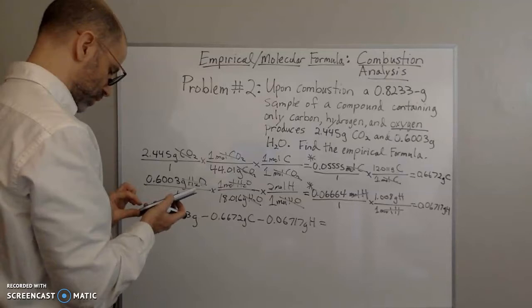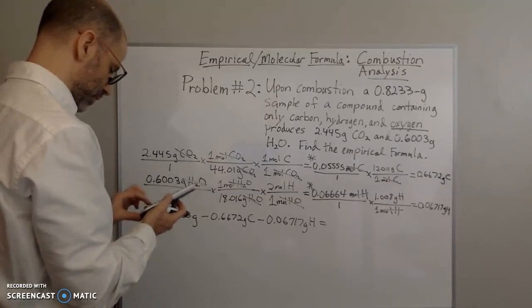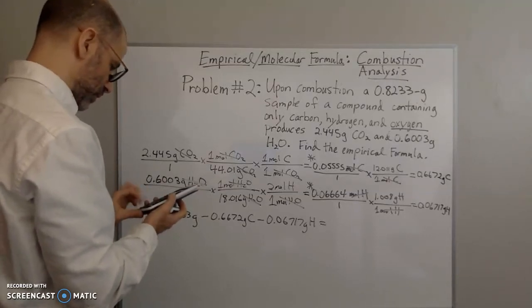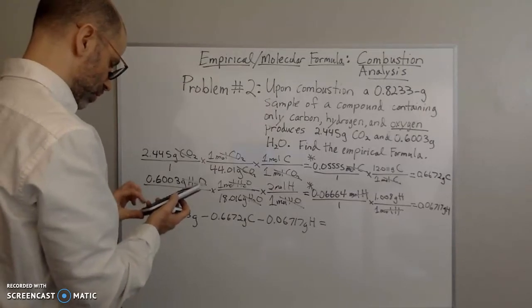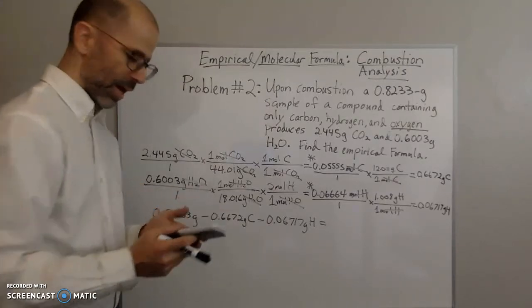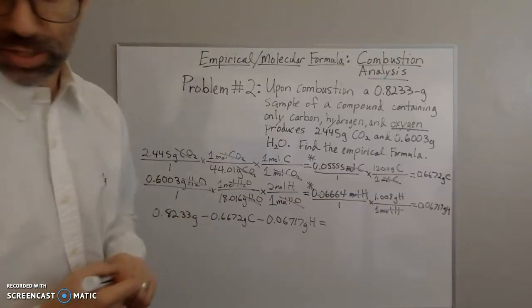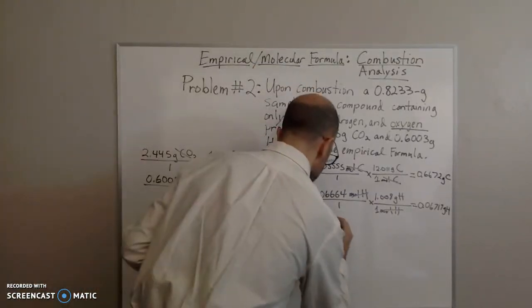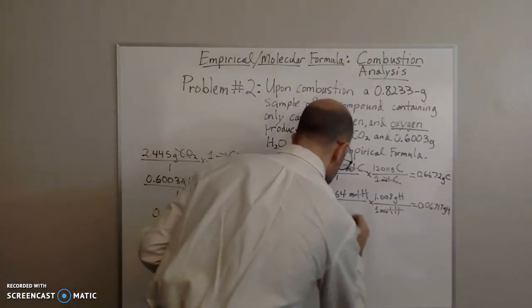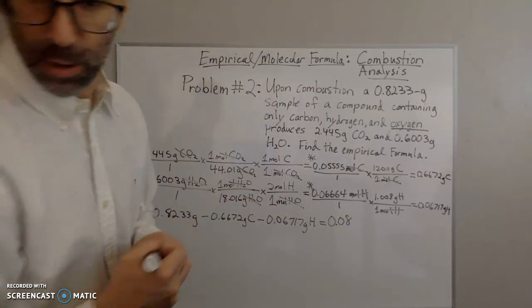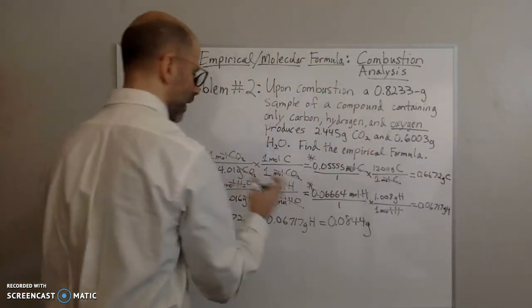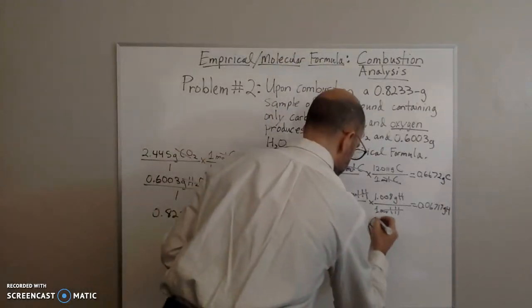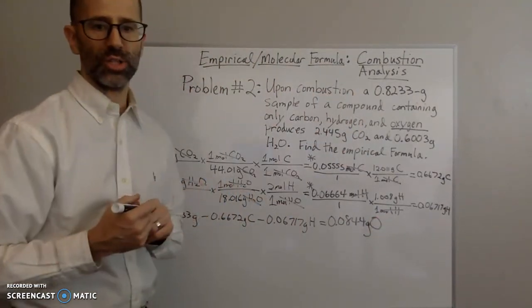So 0.8233 minus 0.6672 minus 0.0717 equals, and I get 0.0844 grams, and that has to be the grams of oxygen in our original sample.